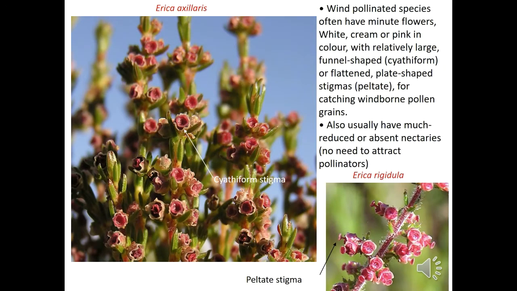Okay, and then another important thing to note is the shape of the styles. So in many of the wind pollinated species, which are quite hard to identify, you have to take note of what the shape of the style is, and in some species also whether the style is exerted or not exerted. So when you're looking at your Erica species, just have a close look at what shape the actual styles are.